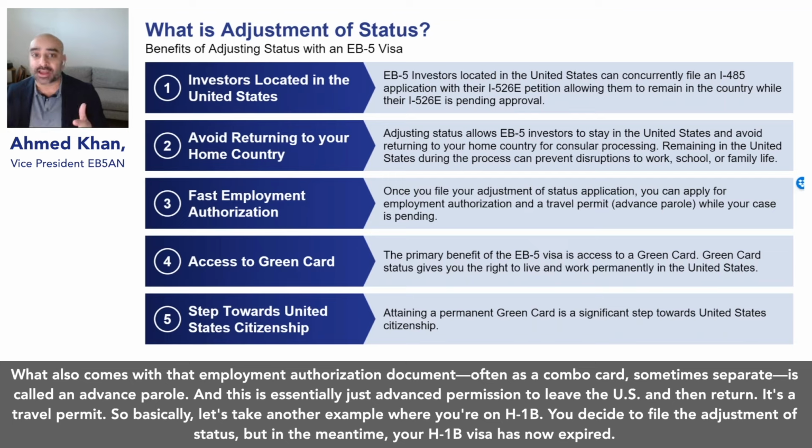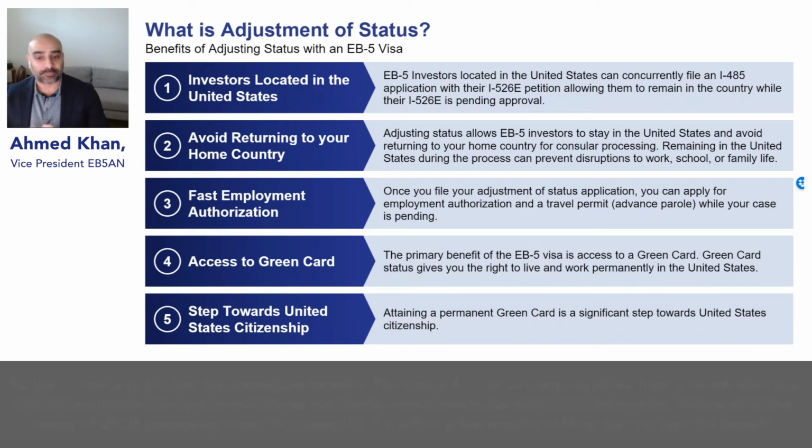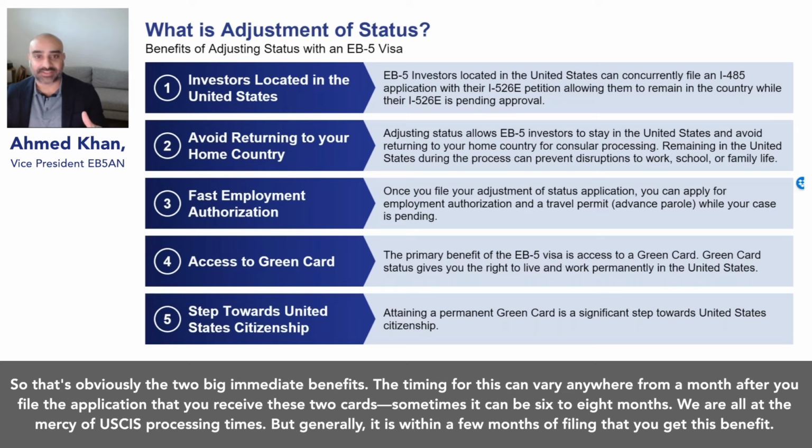So basically, let's take another example where you're on H-1B, you decide to file the adjustment of status, but in the meantime, your H-1B visa has now expired. If you're Indian or Chinese, you know how hard it is sometimes to get an appointment overseas to get a new visa stamp done. Well, the advanced parole or the travel permit here will save you from that headache. You can now leave and re-enter the U.S. without having to get re-stamped and worrying about all that. So that's obviously the two big immediate benefits.